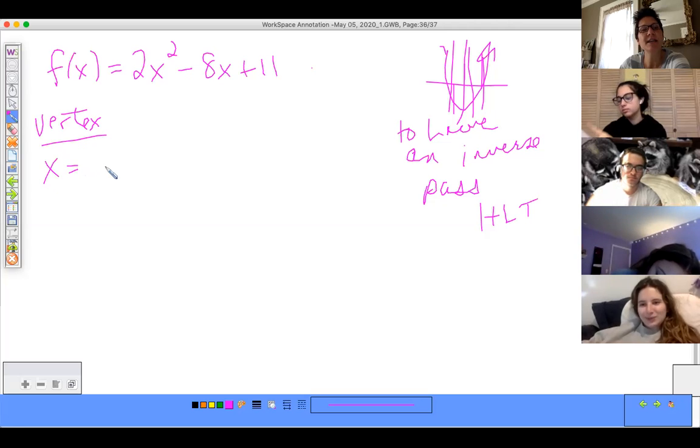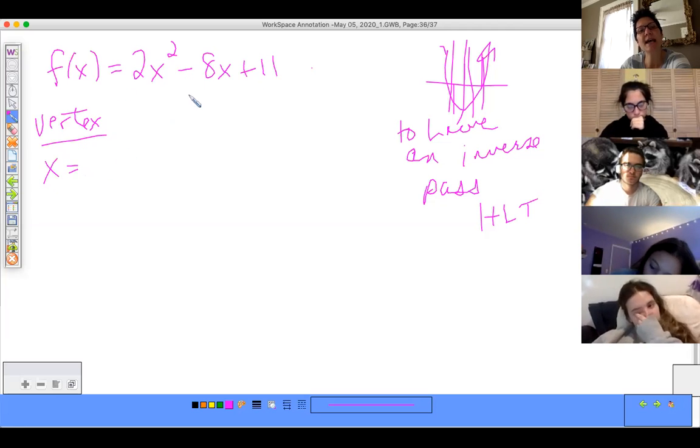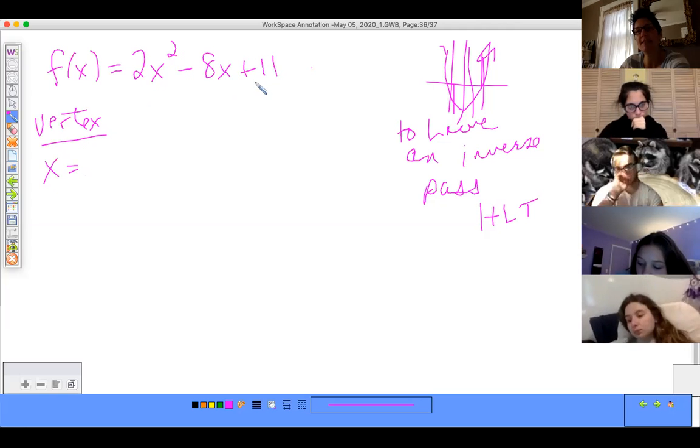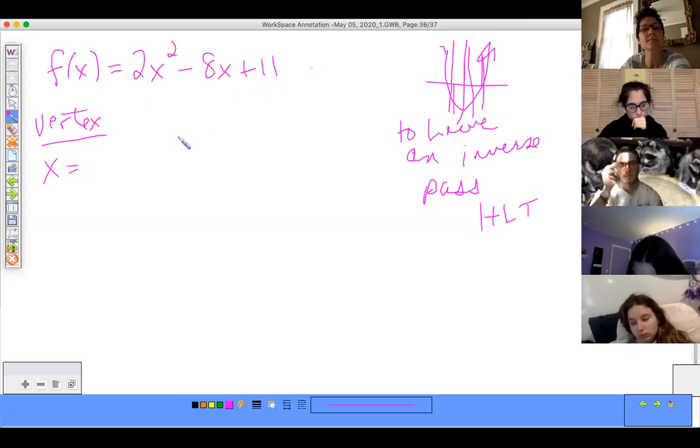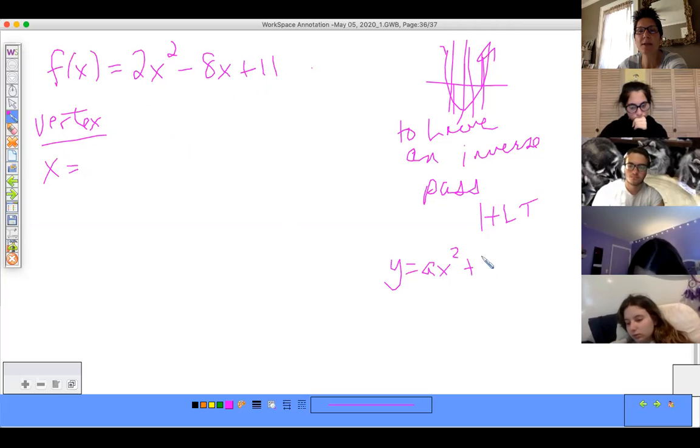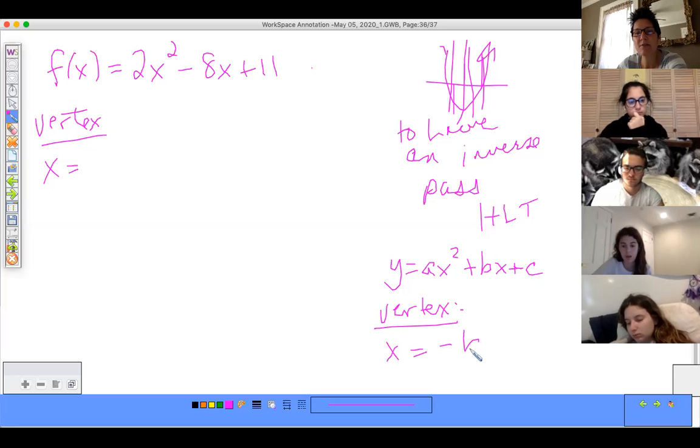How would you find the vertex? I heard somebody scream something out. Do you complete the square? Well, you could, but there's actually a quicker way to get the vertex right then and there. You factor it? No, you don't even have to. If you have y equals ax squared plus bx plus c, to get the vertex, x equals negative b over 2a.